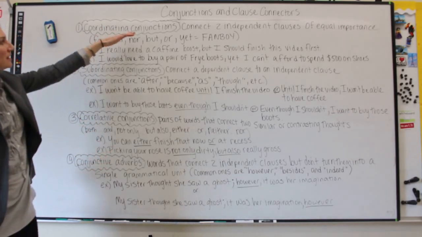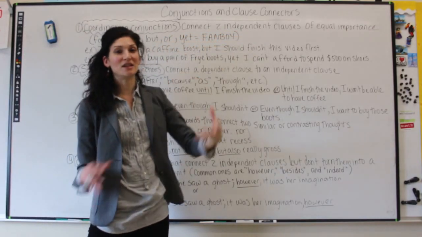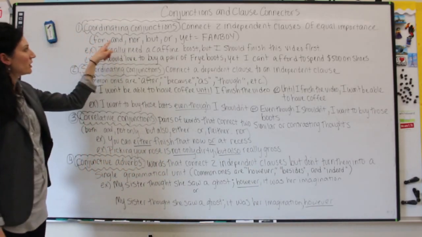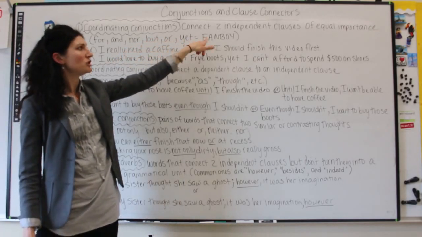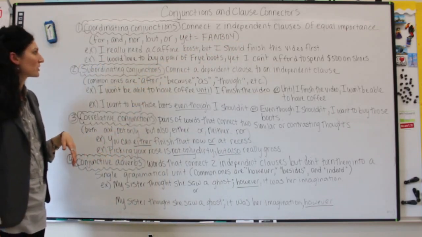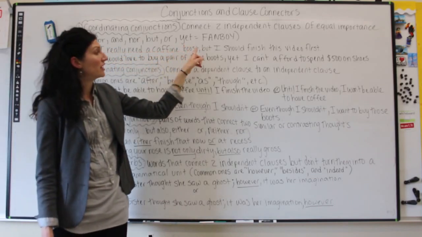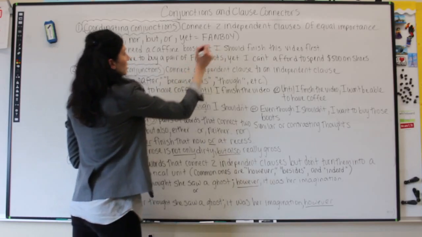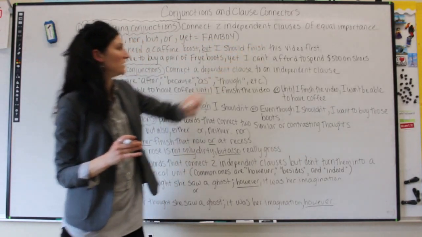They're called coordinating conjunctions, and they function to connect 2 independent clauses of equal importance. The words that we use to do this are for, and, nor, but, or, yet, and we usually use the acronym FANBOY to be able to remember those words. For example, I really need a caffeine boost, but I should finish this video first. Here, we're using the coordinating conjunction but to connect 2 independent clauses.